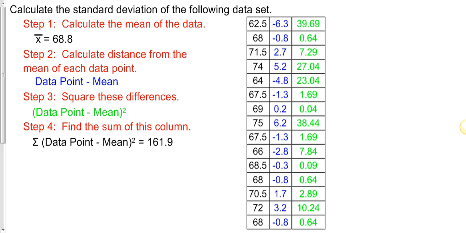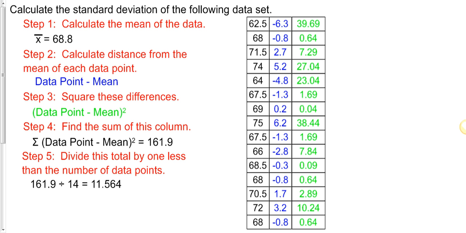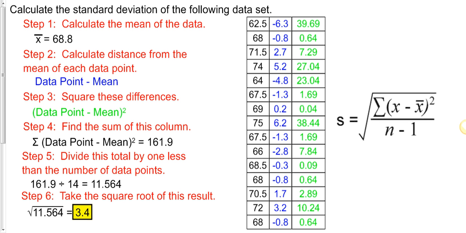In step 5, we're going to divide that total by one less than the number of data points. This is very similar to finding the average of a data set. The only difference is we use one less than the number of things in the list. So in this list we have 15 numbers, which means we're going to divide by 14. So 161.9 divided by 14 equals 11.564. In step 6, we're going to take the square root of that number to find the standard deviation. So the square root of 11.564 equals 3.4.